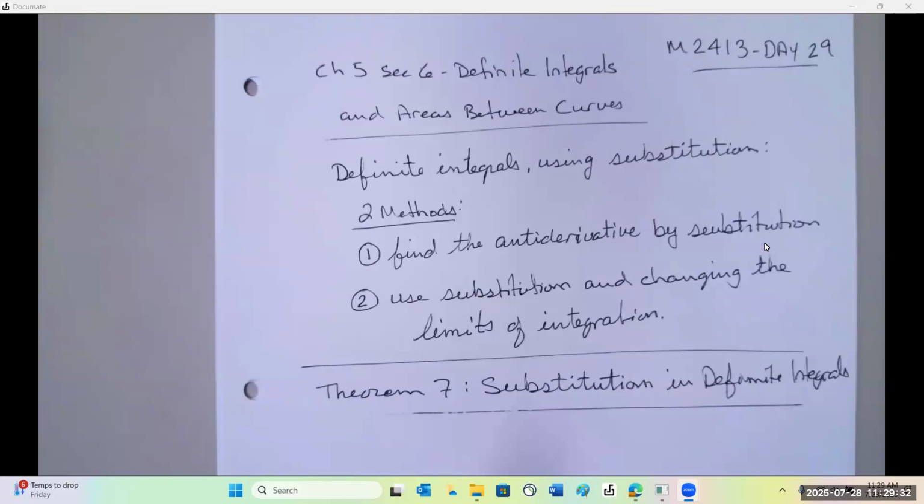All right, chapter 5, section 6, definite integrals and areas between two curves. We're going to expand what we've been talking about. Up until now, we've only talked about one function, and we're looking for the area from that function to the x-axis. That's it, and in a certain bound domain.